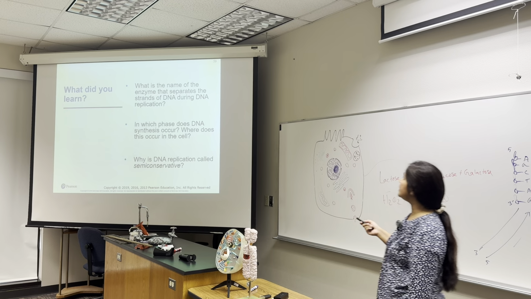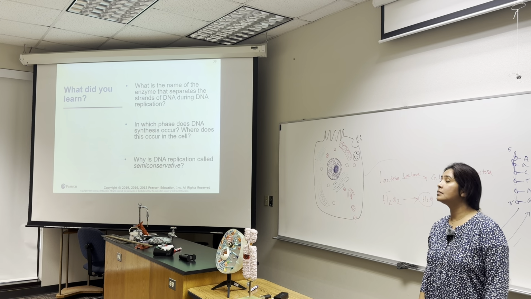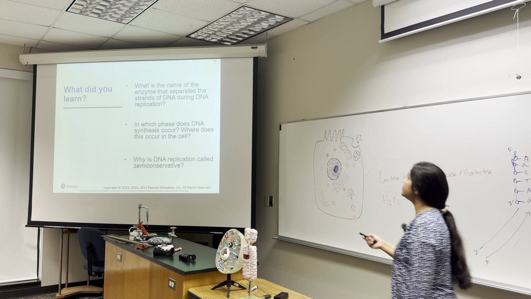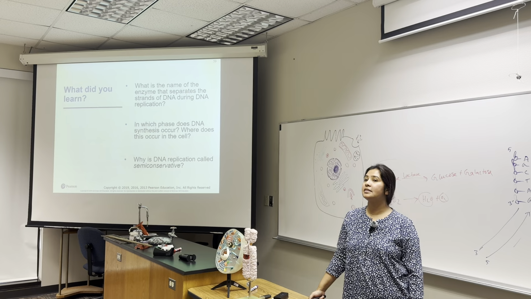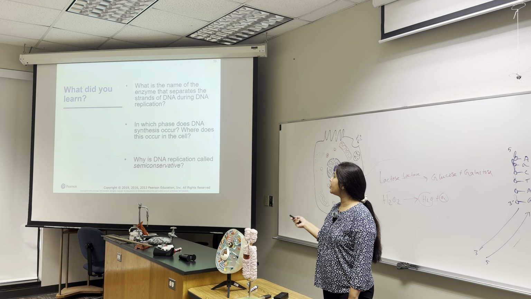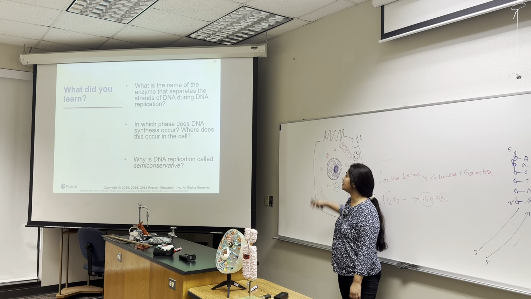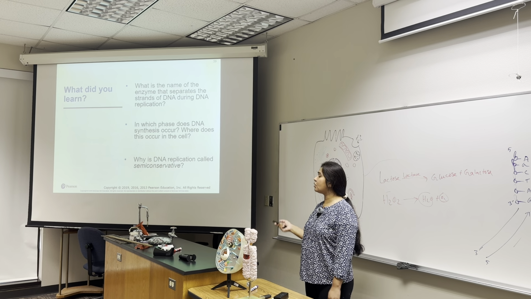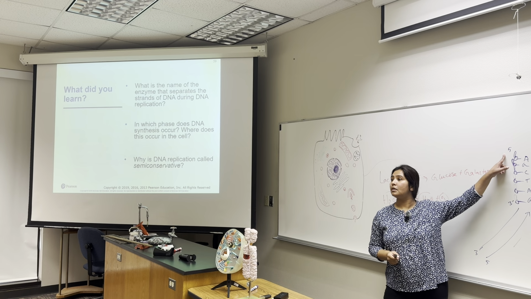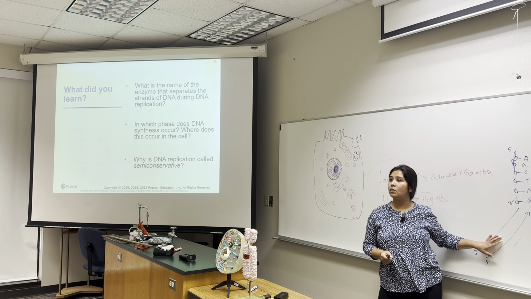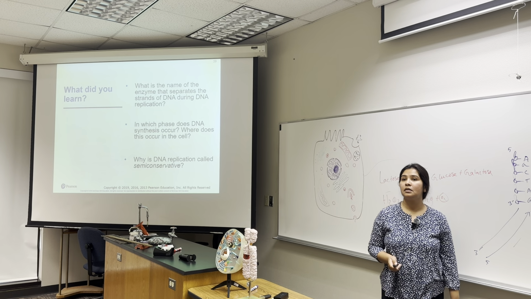So what is the name of the enzyme that separates the strands of the DNA during the DNA replication? Helicase, very good. In which phase does DNA synthesis occur? Synthesis phase. Where does this occur in the cell? DNA replication happens in the nucleus. Why is DNA replication called semi-conservative? Because you have one old strand and then you have another new strand produced.